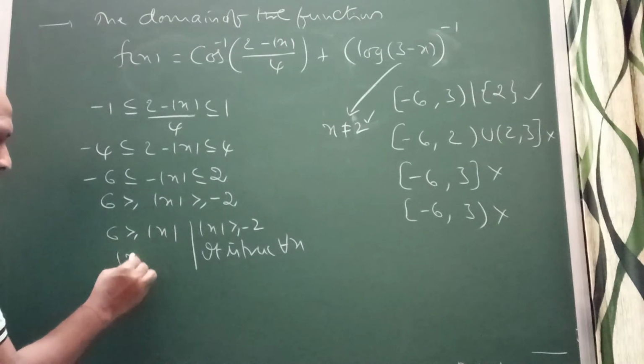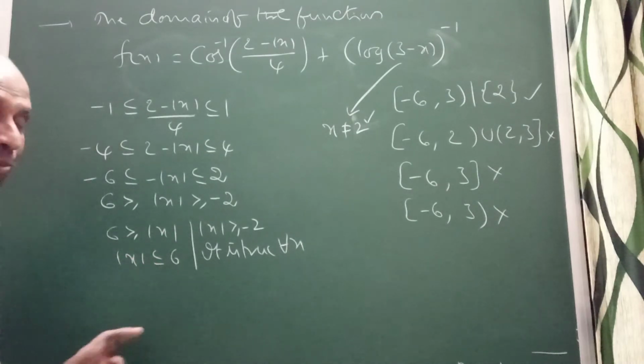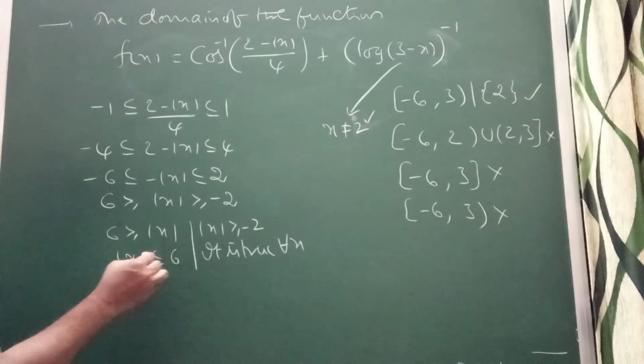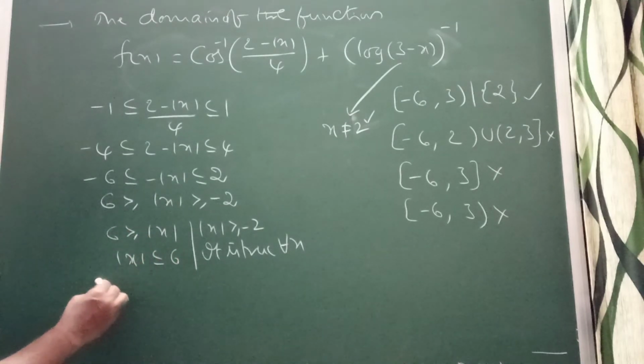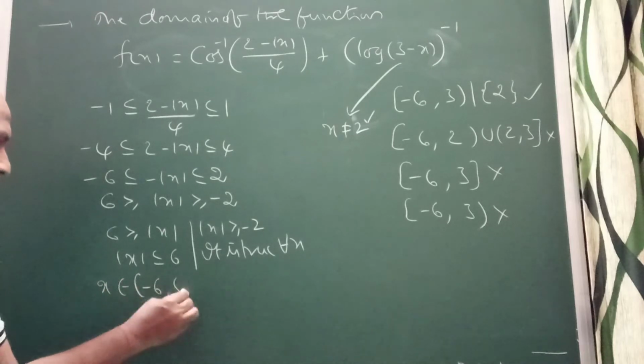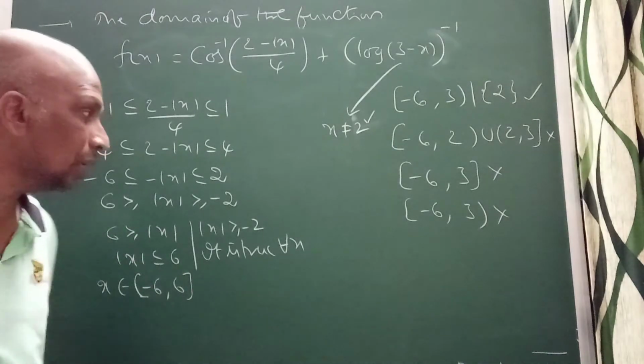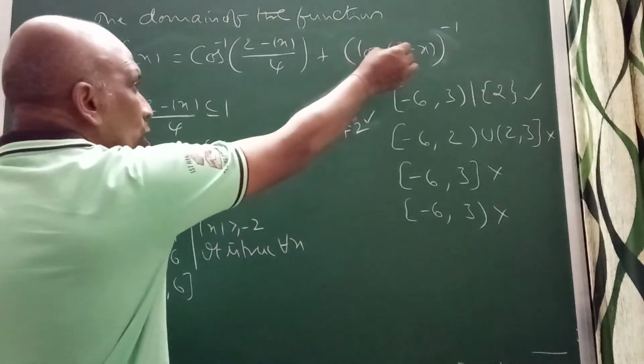What about this one? You will get mod x less than or equal to 6. x lies between minus 6 and 6, right? So whenever mod x is less than or equal to 6, x belongs to the closed interval minus 6 comma 6. Whenever less than or equal, x lies between those. Now coming to this. So I am talking about this one now.